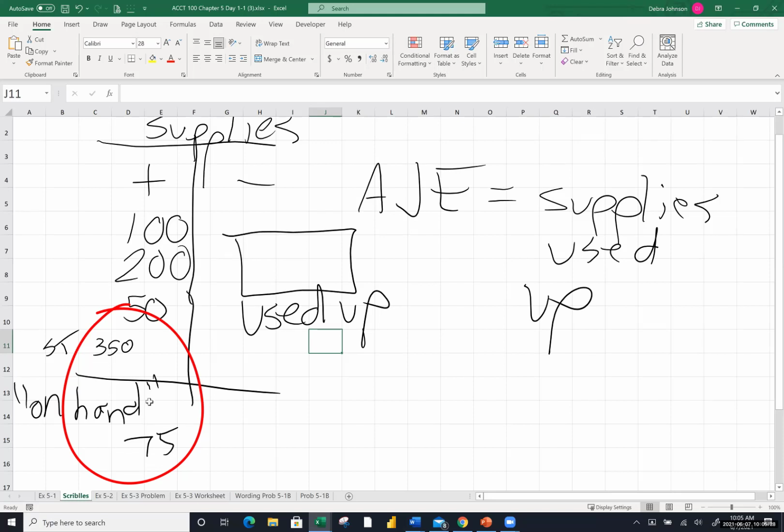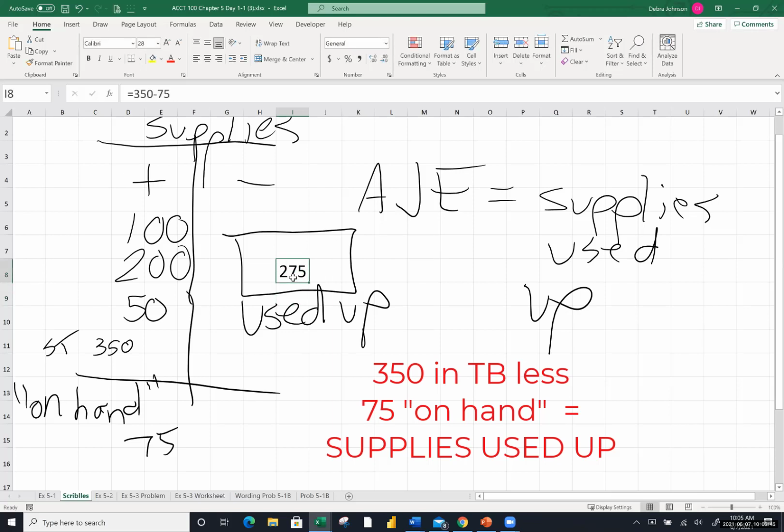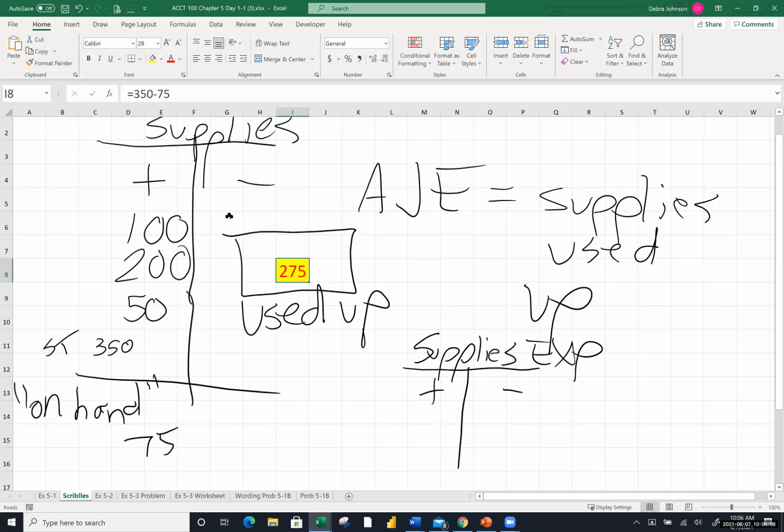So on your calculator, when you take the difference, I'll use Excel to do it, the difference between 350 and 75, when you pop that in, that's going to tell you the amount of supplies used up. So go ahead and do that on your calculator. See if you get 275. That's what I got. So we have to do an adjusting entry to take it out of that asset and put it into supplies expense, a brand new account that keeps track of the cost of supplies used up.